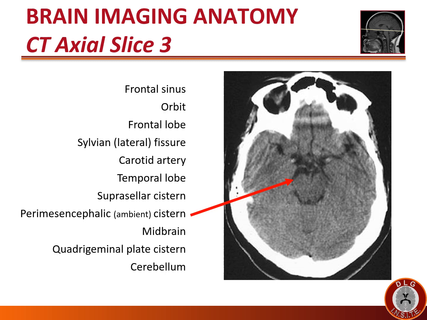The perimesencephalic cisterns are CSF spaces surrounding the midbrain. In fact, peri means around, mesencephalic means midbrain, around the midbrain cistern. Another name for it is the ambient cistern. The posterior cerebral arteries run in the perimesencephalic cisterns.